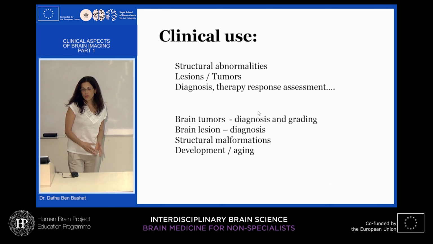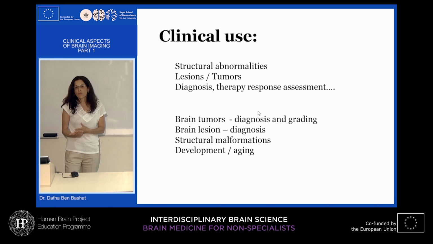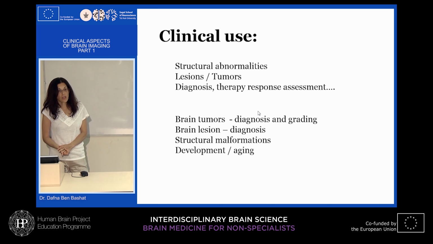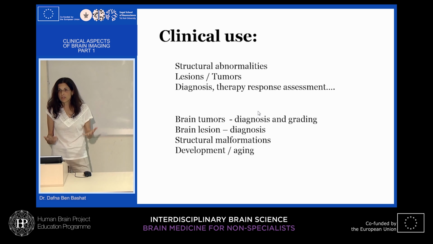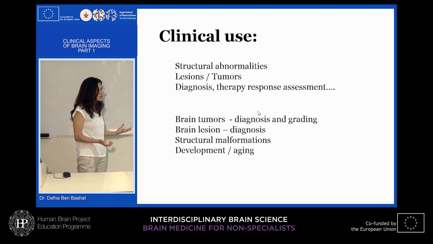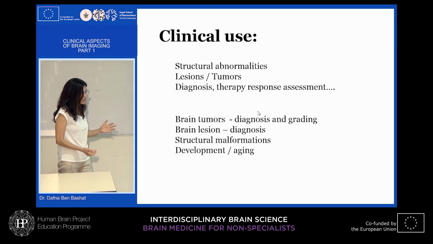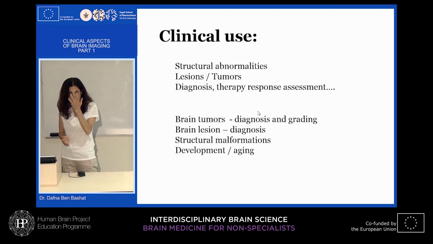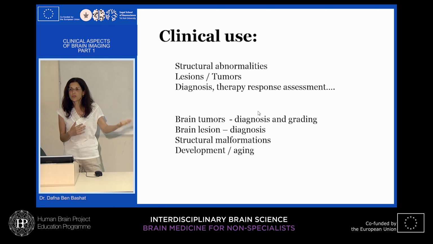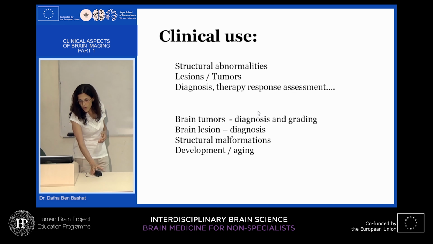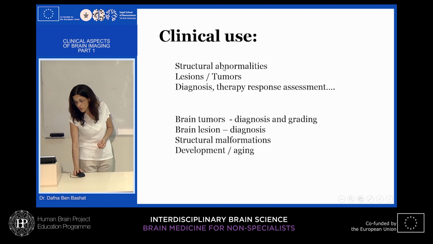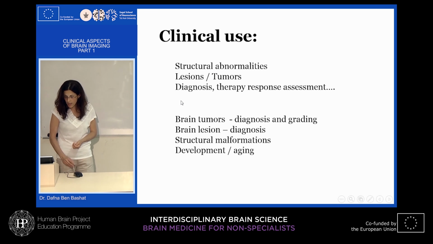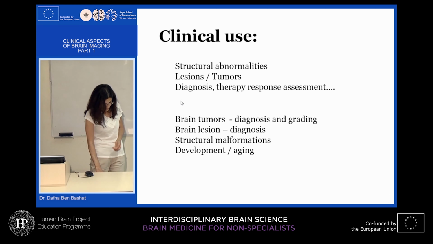So what is the clinical use of this conventional imaging? Structural abnormalities are fine. These are really good images that provide high resolution, and we can get to 1 millimeter, or even 0.5 or 0.25 millimeter, depending. Increasing spatial resolution means more scanning time. We can detect a lesion or tumor, diagnose, and assess therapy response. I will show you some examples of the use of those methods.